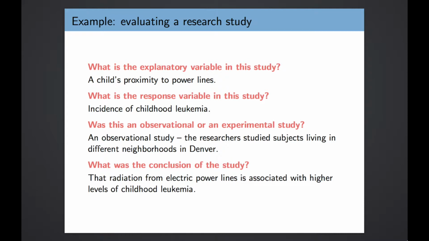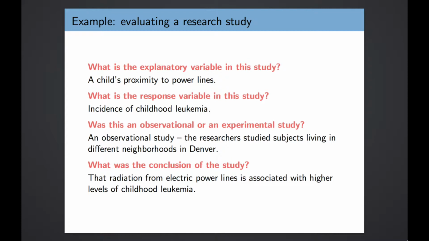This is an observational study. The researchers studied subjects who were living in different neighborhoods in Denver. They didn't try to move people around to different proximities, to different configurations of power lines. They didn't try to find kids who might be particularly prone to leukemia and put them in different positions relative to power lines or anything like that. This wasn't an experimental study. They just observed. And finally, the conclusion that the study came to was that radiation from electric power lines is associated with higher levels of childhood leukemia.